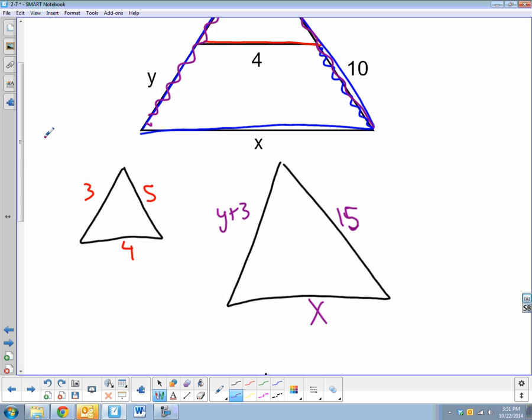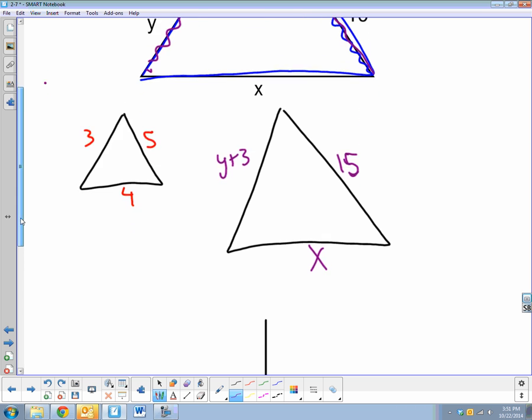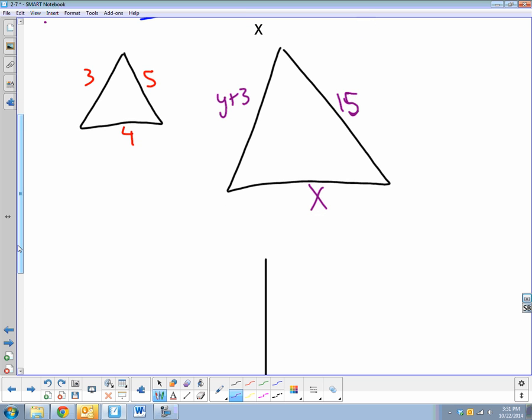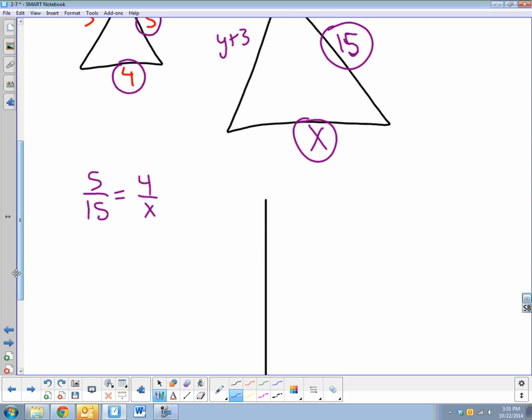So if we're going to solve for x and y, oh boy, y plus 3, that seems weird. So let's maybe work on x first. I've got my two different triangles, and I can find sides that match. I know 5 and 15 are probably going to match. So I can set up my ratio, 5 over 15, and I'm trying to find x. So x is going to match with 4. So 4 over x. I've got a proportion, so I can cross multiply and divide.